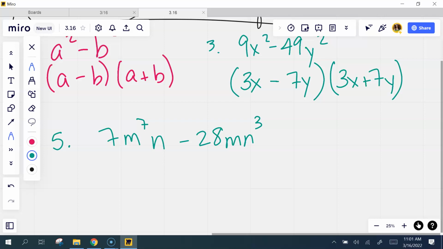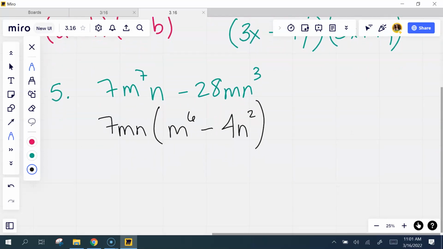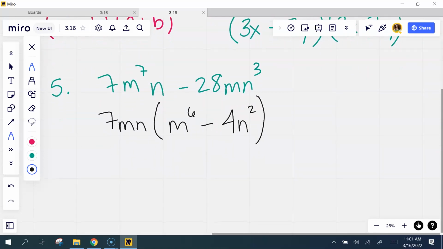So I did hear 7. Is there anything more that I could take out of both of them? M and N. That's exactly right. If I take out an M and I take out an N, what's left? M to the 6, that's exactly right, minus 4. Can I do anything else?